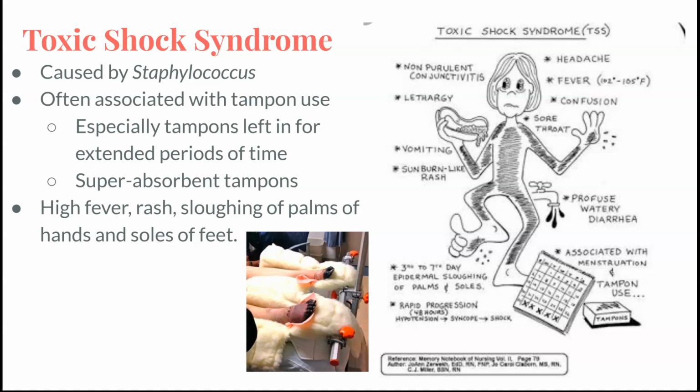Or hours. A very high fever. There's sloughing of the palms and the hands and the soles of the feet. Vomiting, lethargy, altered mental status, right? There's some women who don't even know what's going on, right? And all of a sudden, they wake up in the hospital. It's very, very quick in the progression, okay?